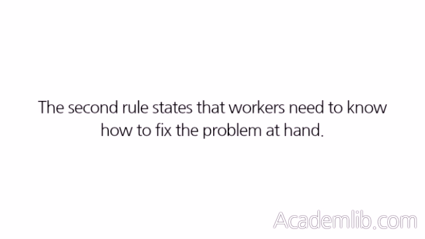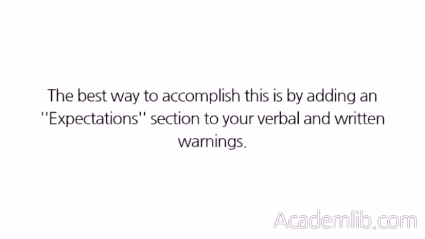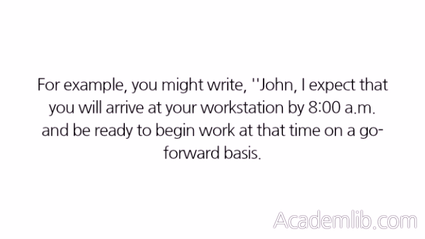The second rule states that workers need to know how to fix the problem at hand. The best way to accomplish this is by adding an expectations section to your verbal and written warnings. For example, you might write, "John, I expect that you will arrive at your workstation by 8 a.m. and be ready to begin work at that time on a go-forward basis."